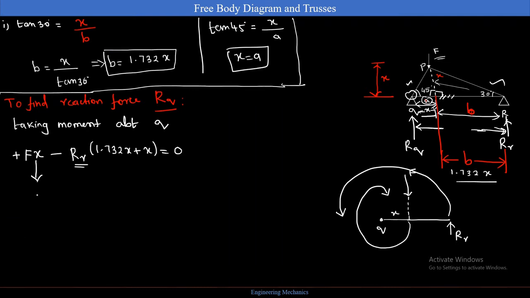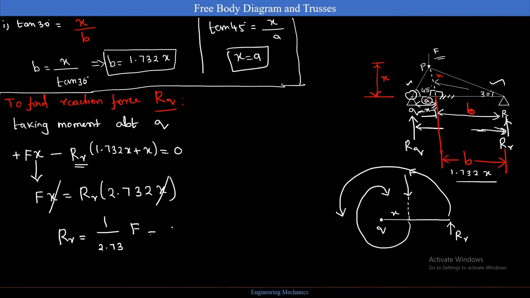With this one I can say F into x, which is equal to R into 2.732x, right? So this x cancels each other, and my R is going to be nothing but 1 by 2.73 into F, which is nothing but 0.366 F. Okay, this is going to be my RR, that is the reaction force here.